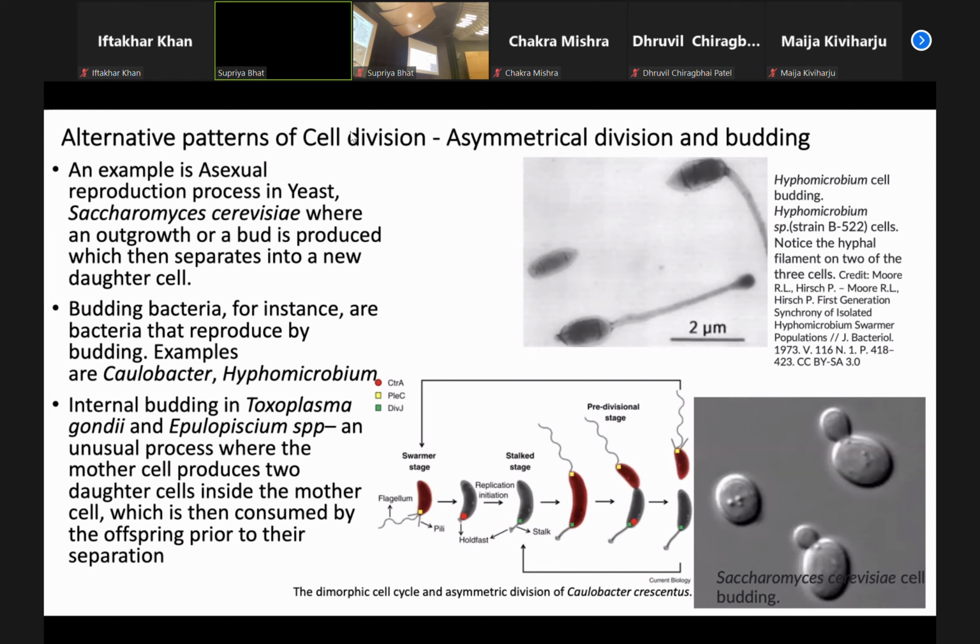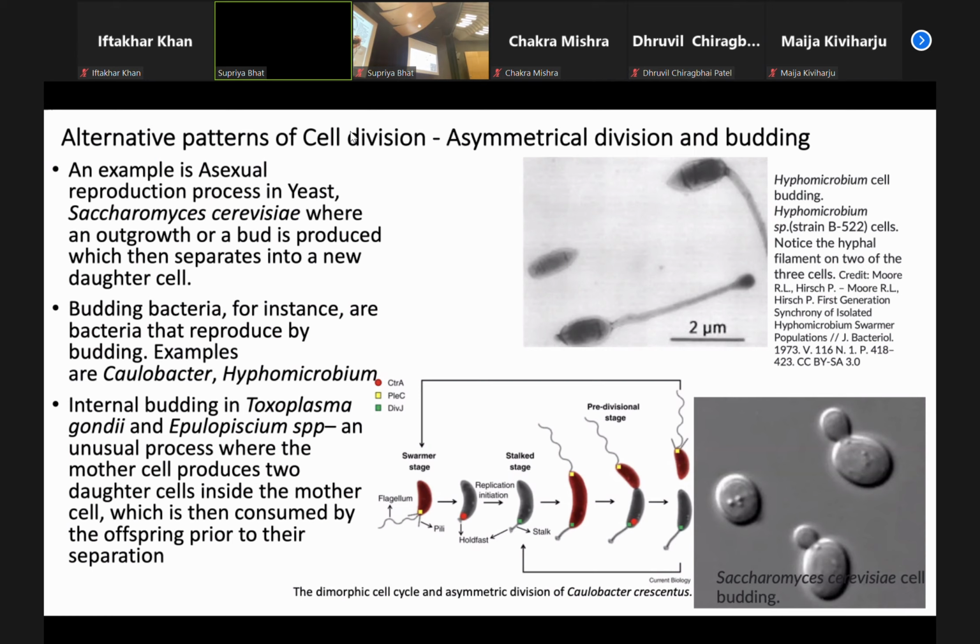So it's a protozoan, and the budding process in Toxoplasma is internal budding. It's not external, just like how it is in Saccharomyces. In yeast, the bud is formed on the outside of the parent cell, and the bud separates and turns into a daughter cell. But in Toxoplasma, it's internal. So what happens is the nucleus gets divided into two daughter cells internally inside the main parent cell.